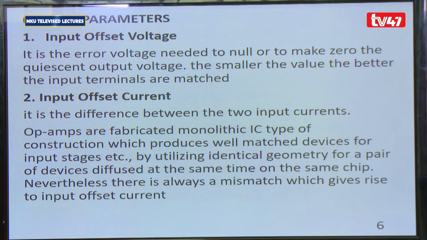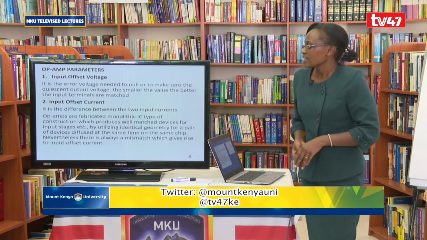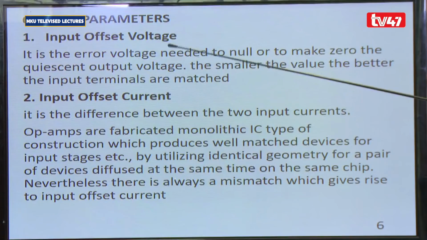Now we look at the op-amp parameters. The very first one is our input offset voltage. When we talk about input offset voltage, this refers to the error voltage that must be applied to the inputs of the operational amplifier to null, or to make 0, the quiescent output voltage.